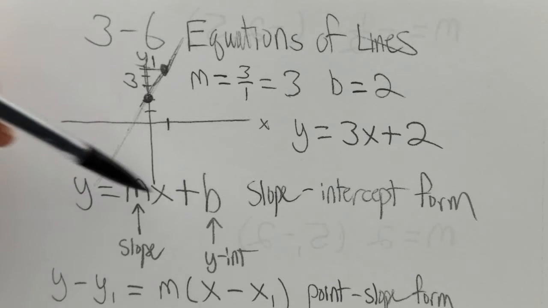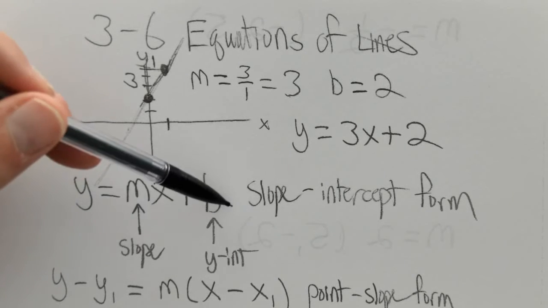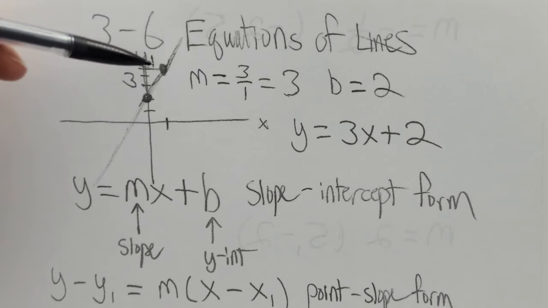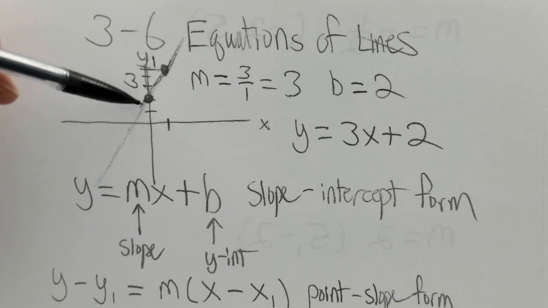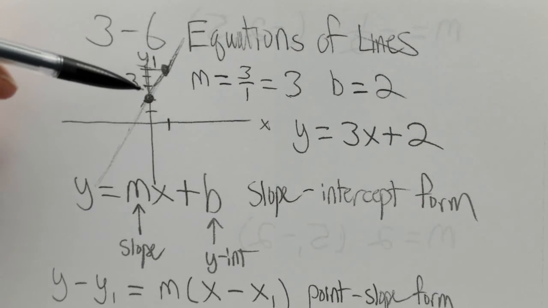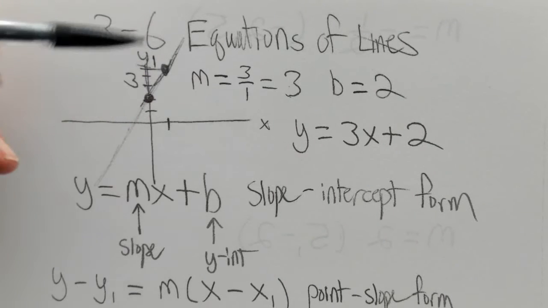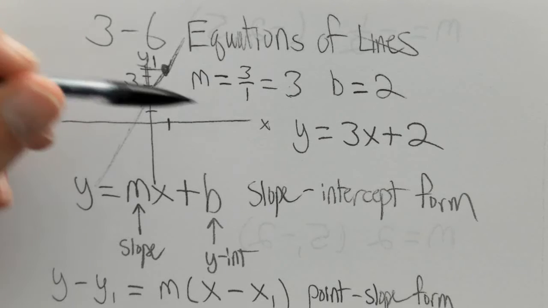Y equals mx plus b. Remember, m is the slope, b is the y-intercept, and this is known as slope-intercept form. For example, if you have 2 points of a line on a graph, then we can get the slope from rise over run, so the slope is 3. Then the y-intercept is the place where it crosses the y-axis. In this example, that's at 2.